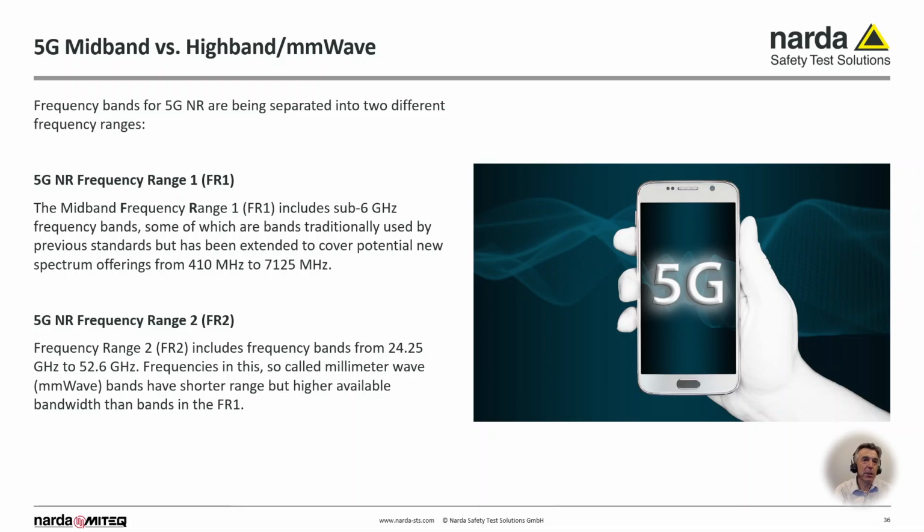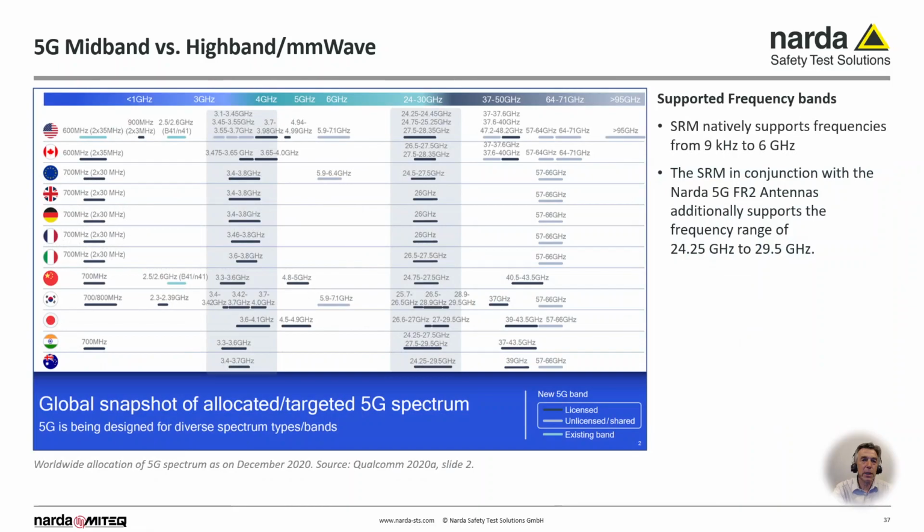But I mentioned it already, 5G will not stop at 7 gigahertz. It will even extend to higher frequency ranges. They will have services at 24 up to 52 gigahertz. And this will also change our measurement strategy. With the SRM 3006, we were able to cover all the frequencies up to 6 gigahertz, and you can see already the first services go above 6 gigahertz. They put us today a little bit into trouble, but we are working on a solution.